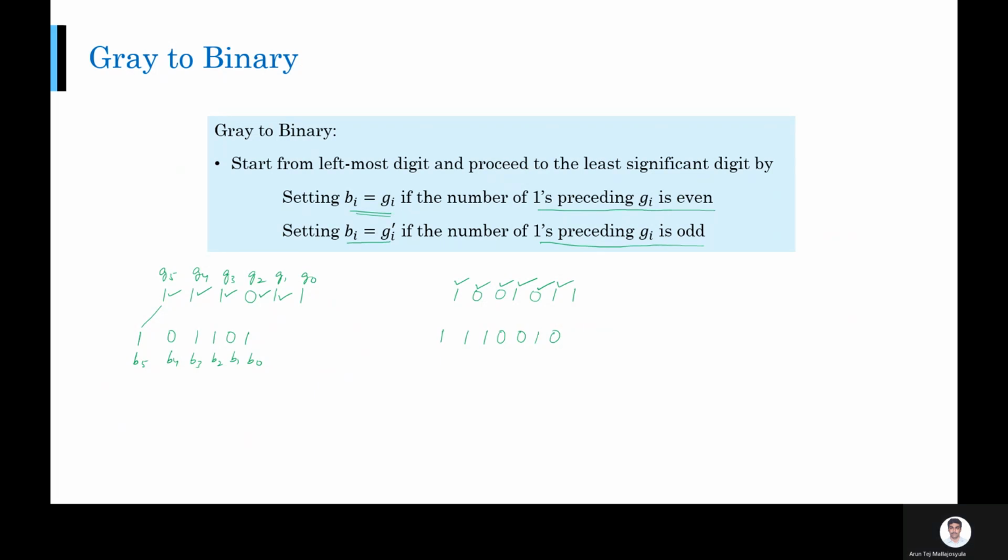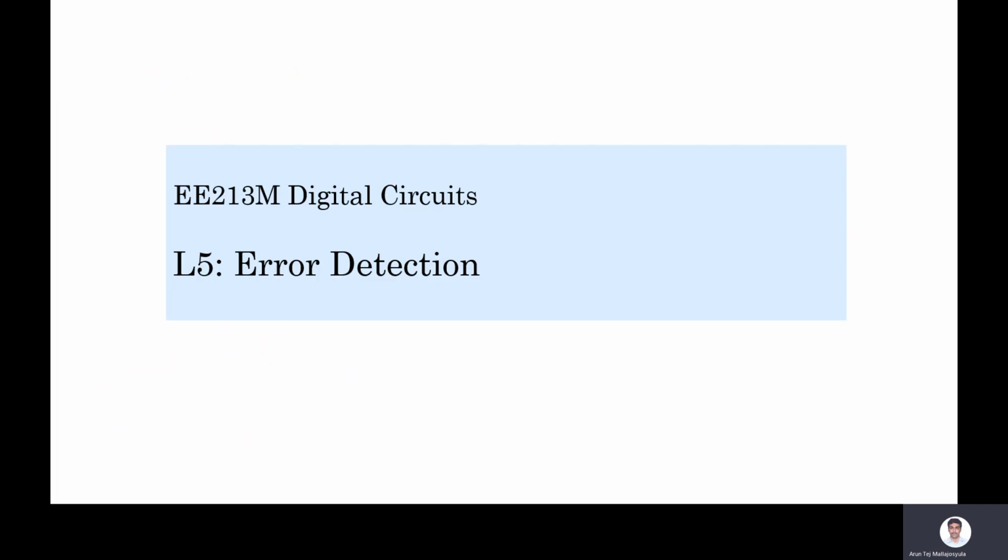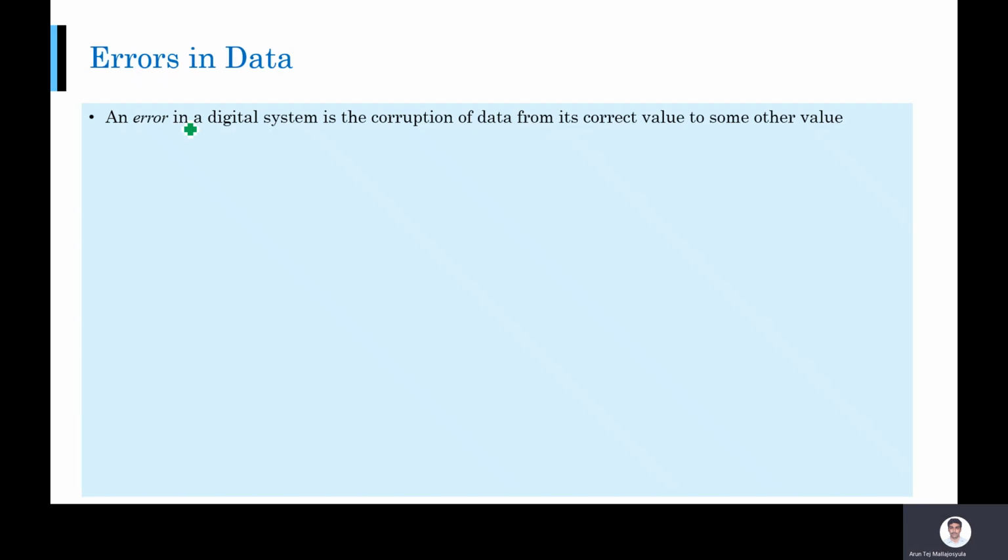Now we will look at what are called error detecting and error correcting codes. We will start with error detection in this lecture, and in the next lecture we will look at error correcting codes. So, errors in data. An error in a digital system is the corruption of data from its correct value to some other value, which is very easy to see.